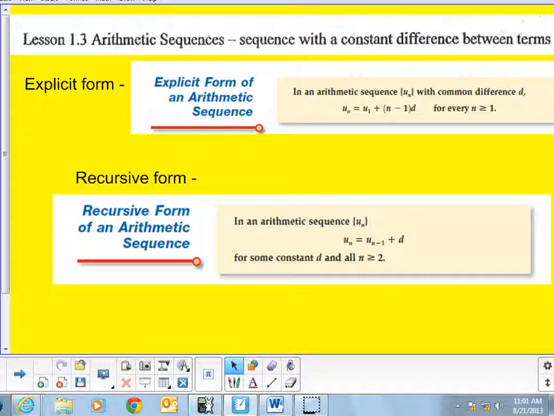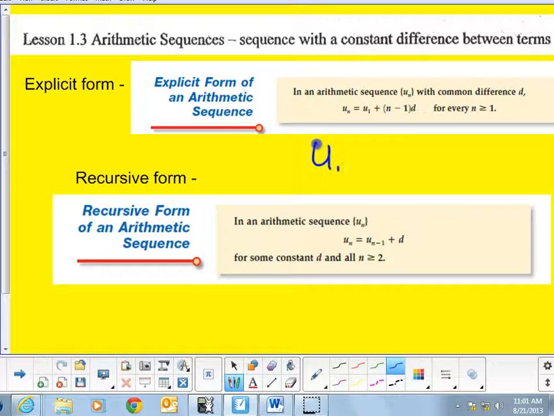Explicit form is the harder one to me. The recursive form means we're just adding a difference. That's the definition. It is a sequence with a constant difference between terms. The explicit form is the one that was kind of weird to us. It said to find some term, you take the first term and add that difference n minus 1 times. And why is it n minus 1?